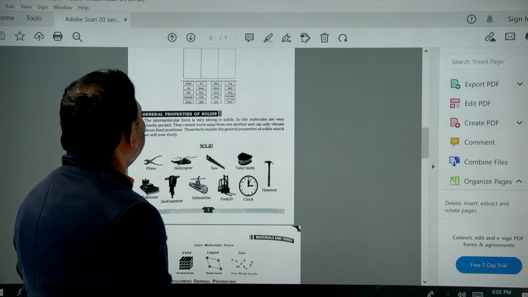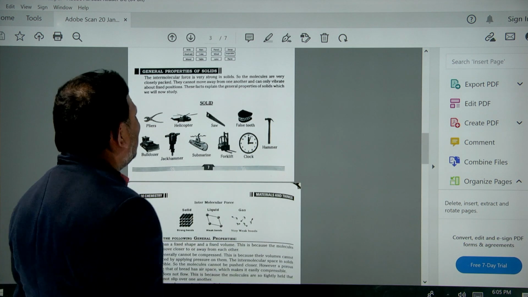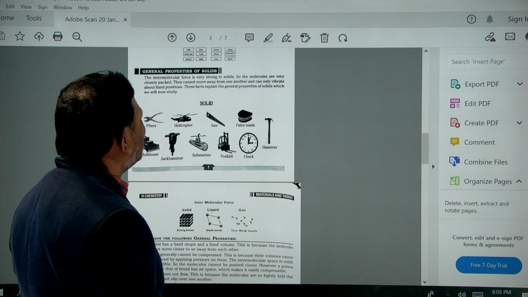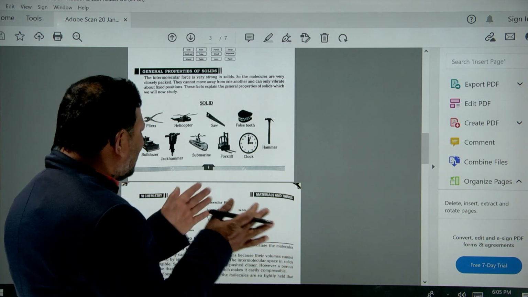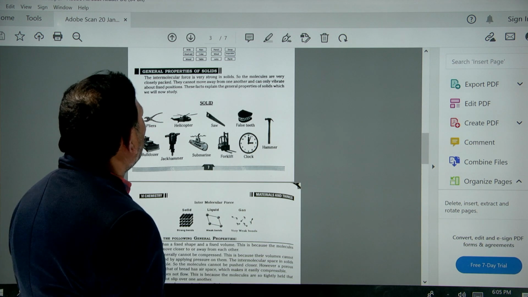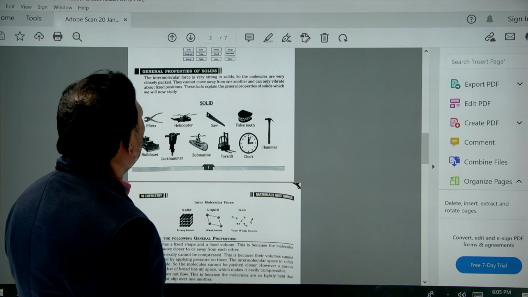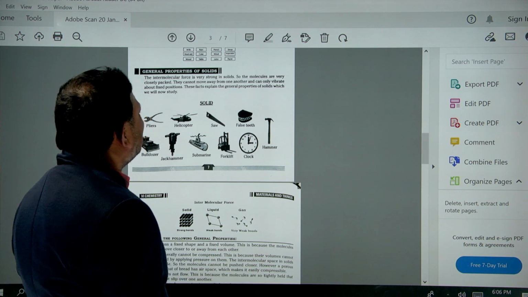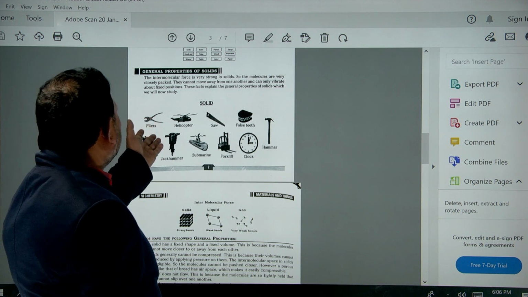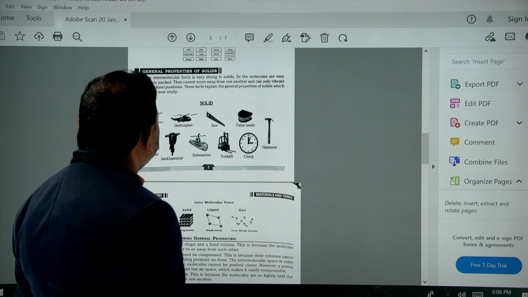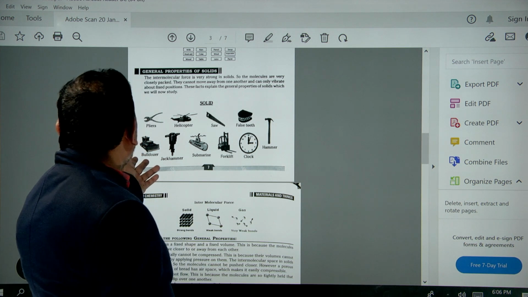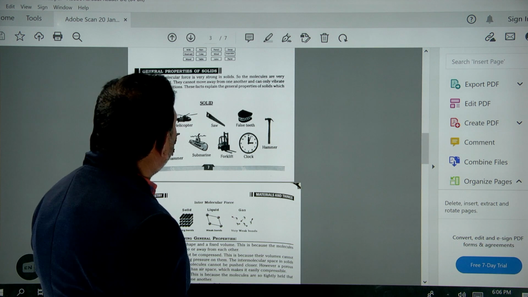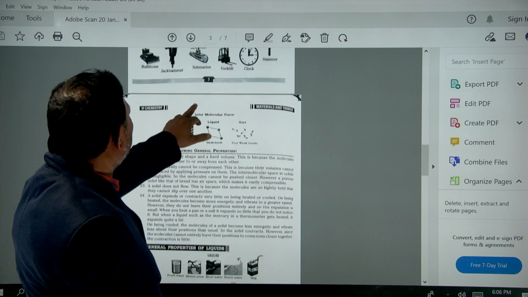Now, the general properties of solids, which we studied briefly in the last class. The intermolecular force is very strong in solids, so the molecules are very closely packed. They cannot move away from one another and can only vibrate about a fixed position. These facts explain the general properties of solids. Examples: pliers, helicopters, false teeth, bulldozer, jackhammer, submarine, forklift, clock, hammer. These are all examples of solids.